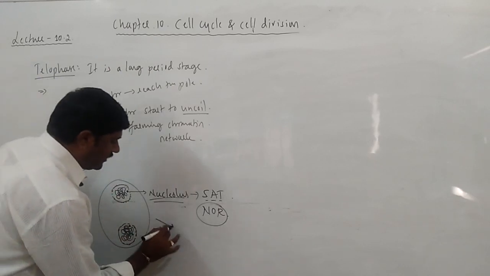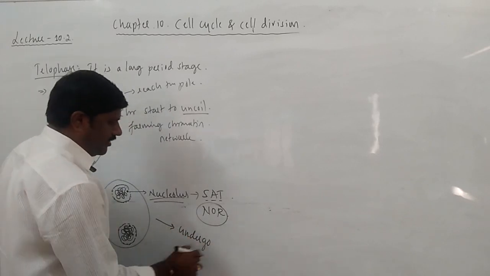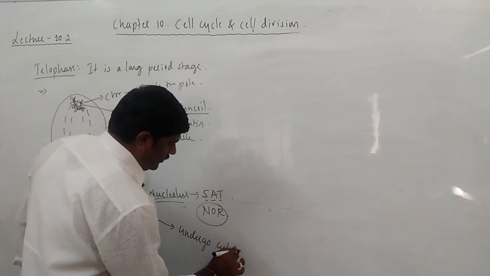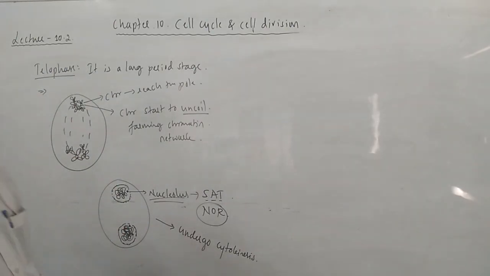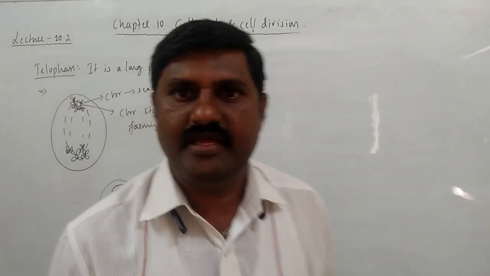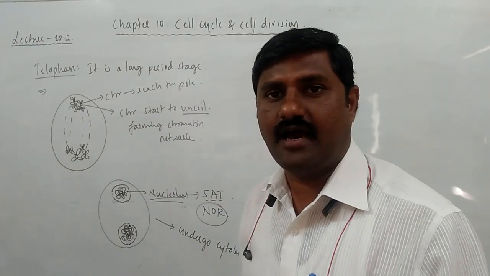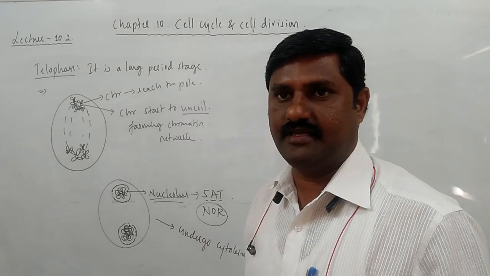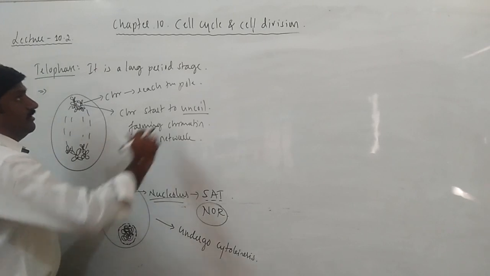And this cell undergoes what? The next stage, that is cytokinesis. This leads to cytokinesis, meaning cellular division itself, right? So how does cell division occur in the case of plant cells as well as animal cells? This is the question.